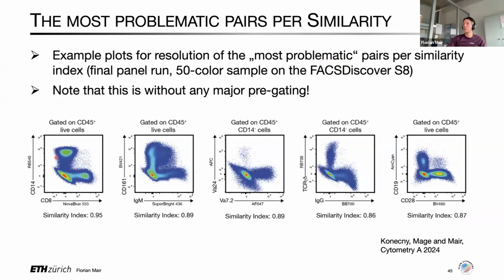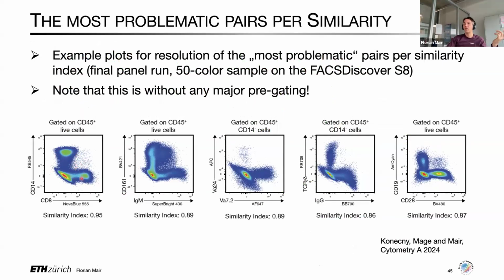And these are actually the most problematic pairs per similarity index of the final panel run of a 50 color sample on the Flux Discover S8. Note that this is without any major pre-gating. And you can see, of course, we try to follow the very simple rules of panel design to have these highly similar pairs on mutually exclusive fluorochromes.